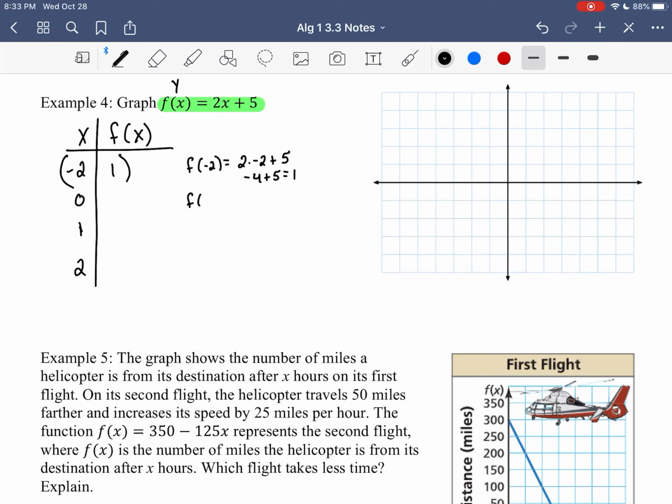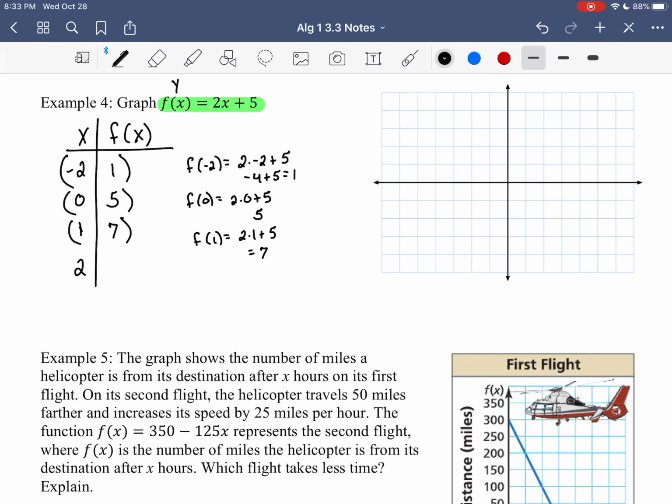Put in a 0, f of 0, it's positive 2 times 0 plus 5, well, that's going to give me 5. Put in a 1, f of 1. 2 times 1 plus 5 is 7.